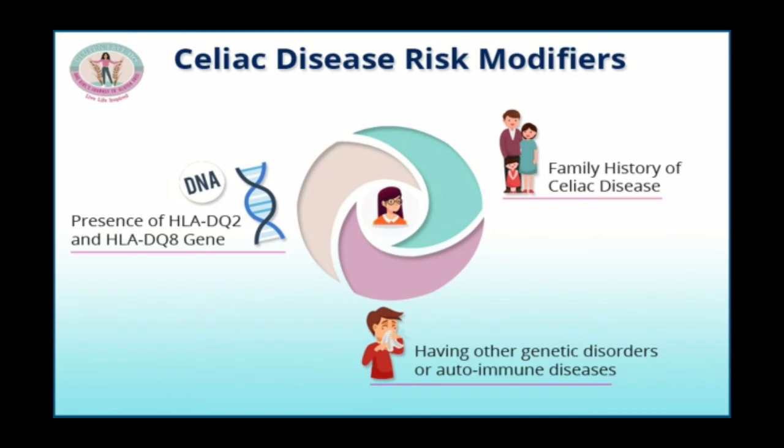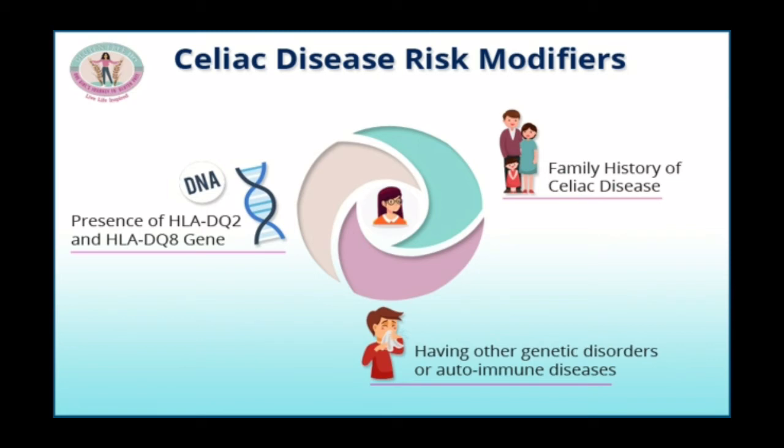But it doesn't mean that if you have either of these genes, then you are affected with this celiac disease. It just means that you are at higher risk, that you are highly prone to contracting this disease. It can happen, there is a higher risk, there are chances.